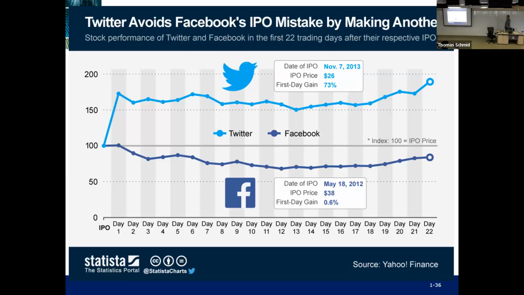Facebook is the other example. Facebook got it wrong in the opposite direction. Facebook was overpriced during the IPO. Facebook actually declined after the IPO. They lost like 20 to 30% in the week after the IPO. You couldn't see it on the first day, but then it went down. The Facebook IPO was not particularly successful. It was overpriced. Twitter was underpriced, both quite substantially.